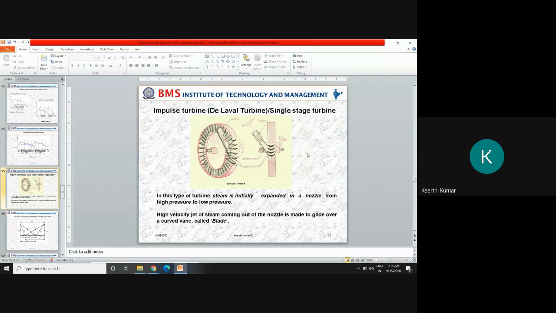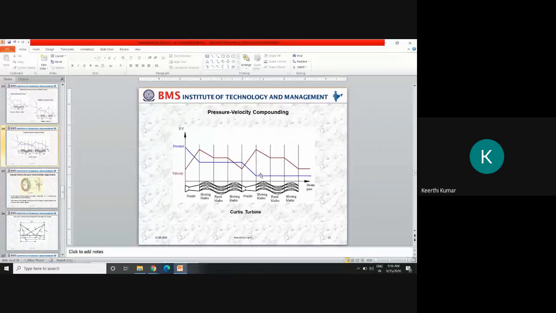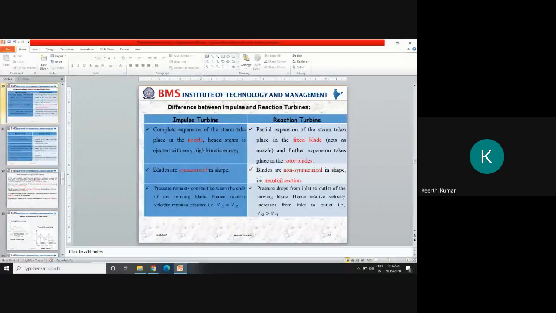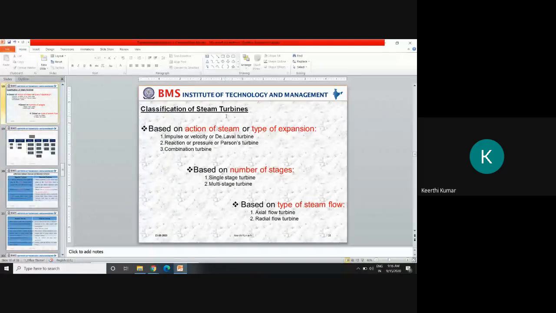Clear? See, tomorrow I'll go in detail. The next class, I will give the video of the working principle of D-level turbine. You'll come to know, we'll have some idea how the turbine works, how the steam expands and all. Okay. So till today, what are the concepts we have covered? We have covered from here. Classification of the steam turbine, just I'll refresh. Based on the action, based on the number of stages, based on the type of the steam. Can you see the screen, no?